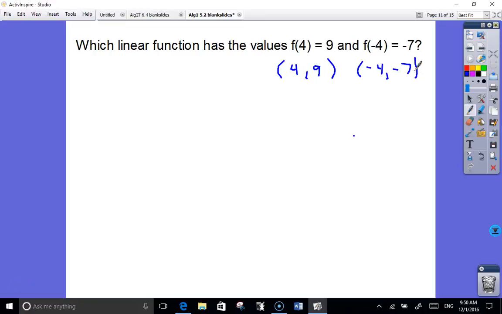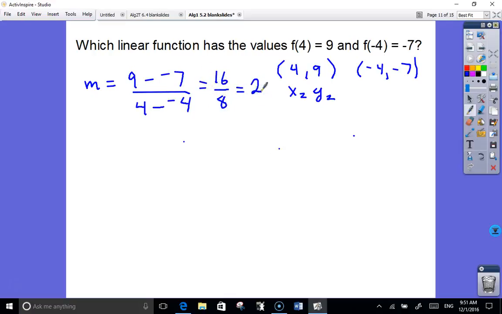the slope. M equals. Now, usually we look at the second point like it's x2, y2, but I'm going to flip it because I see that 9 is bigger than negative 7 and 4 is bigger than negative 4. So when I subtract, I'm going to get positive numbers. I kind of like that more. So I'm going to make this my x2, y2. So it'll be 9 minus negative 7 divided by 4 minus negative 4, which is positive 16 over positive 8, which is 2.